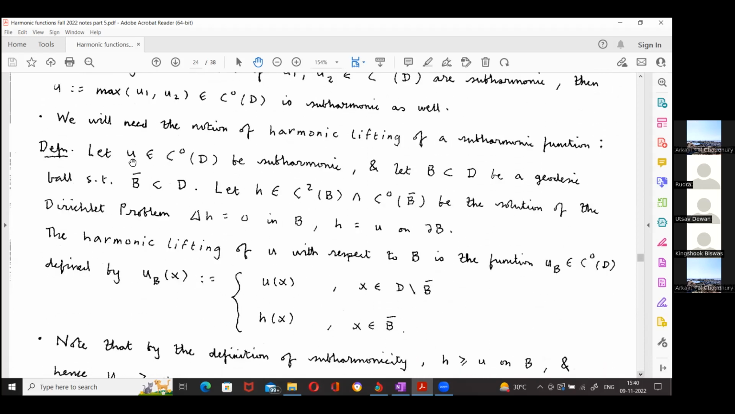This means you take a continuous subharmonic function and a geodesic ball B in the domain D whose closure is contained in D. Then you look at U restricted to the boundary of this ball and take its harmonic extension into the ball. So H is C2 in the ball and C0 on the closure, and is the solution of the Dirichlet problem: Laplacian H equals 0 in B and H equals U on the boundary of B. Then the harmonic lifting of U with respect to the ball B is the function U sub B. This is again a continuous function on the domain D, where U sub B of X is U of X if X is in D minus B closure, and H of X, this harmonic function, if X is in B closure.